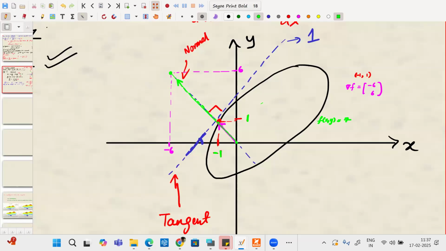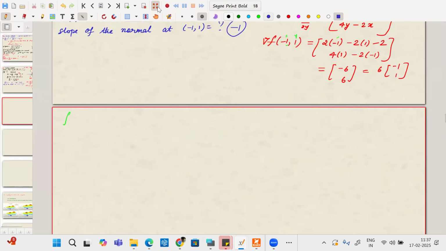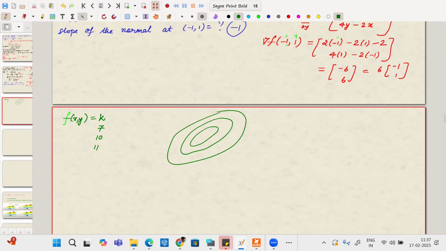Agree? So what are you understanding from this? That's my question. I will tell you what you have observed so far. If you put f of x comma y equal to some value k, first we put 7, then 10, then 11, you are getting something like this, isn't it? This is 7, this is 10, this is 11. So when you increase the k value, it is increasing in size. That means the function value f of x,y is increasing.